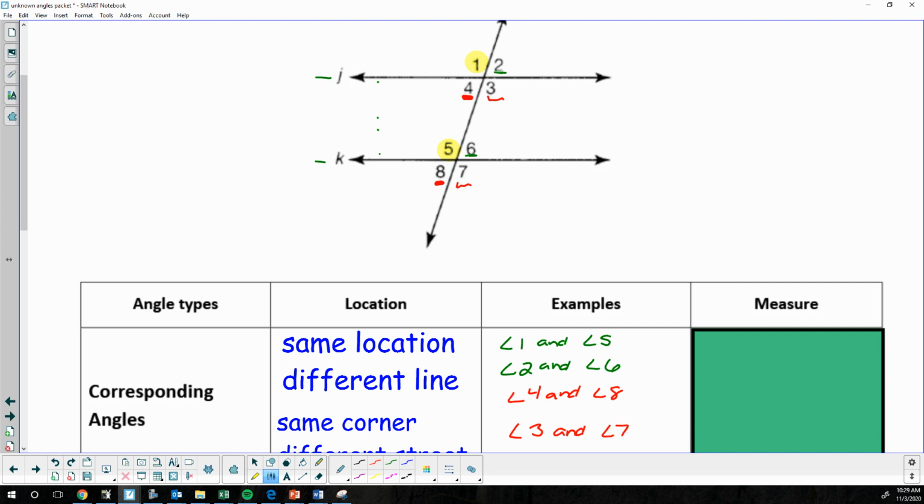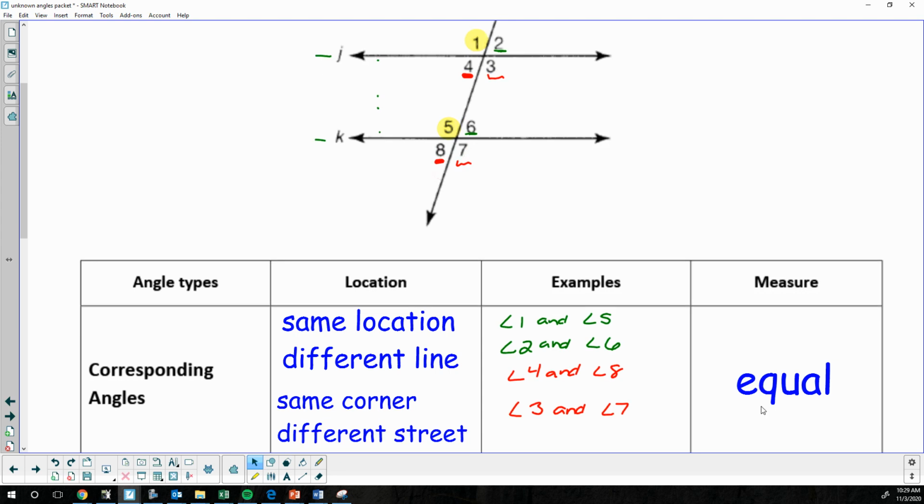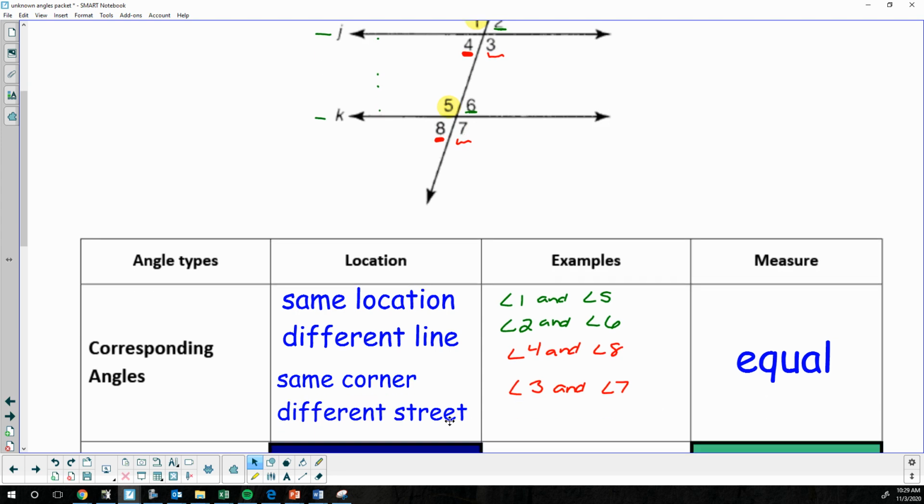Now, corresponding angles have a relationship to each other in that they are always equal. Corresponding angles are equal to each other. If you don't have all this written down, just pause the video and write it down real quick, and then restart playing it when you're ready to move on to the next type of angle. All right, moving on.